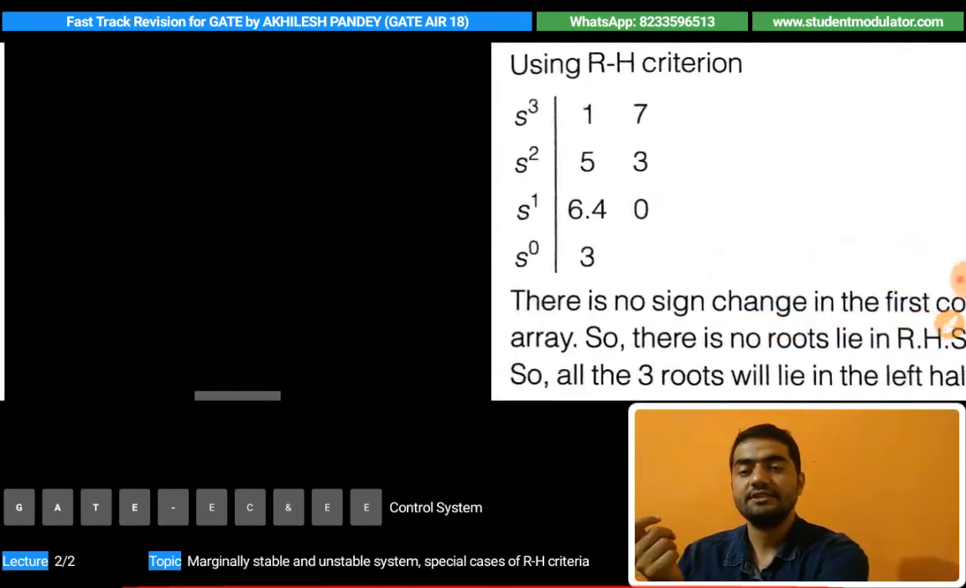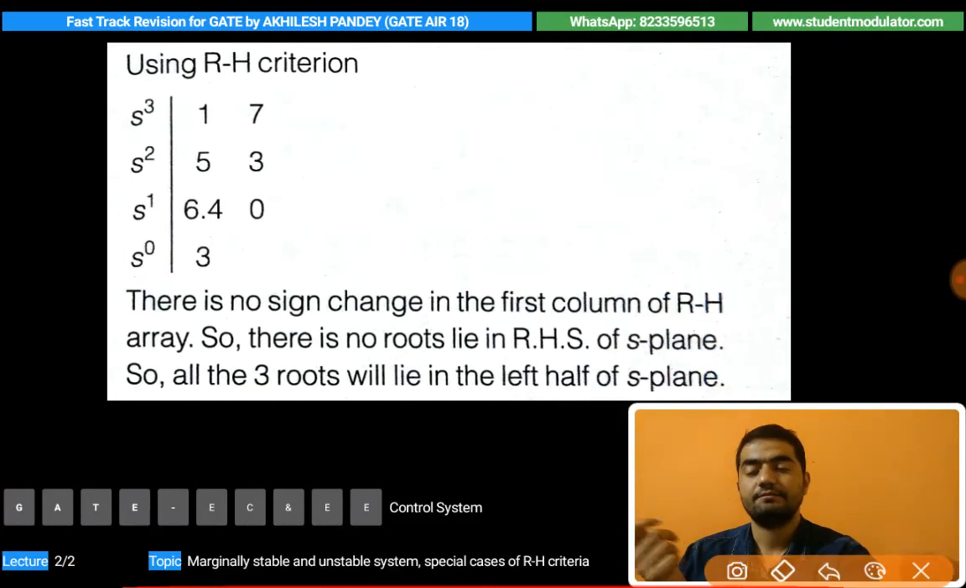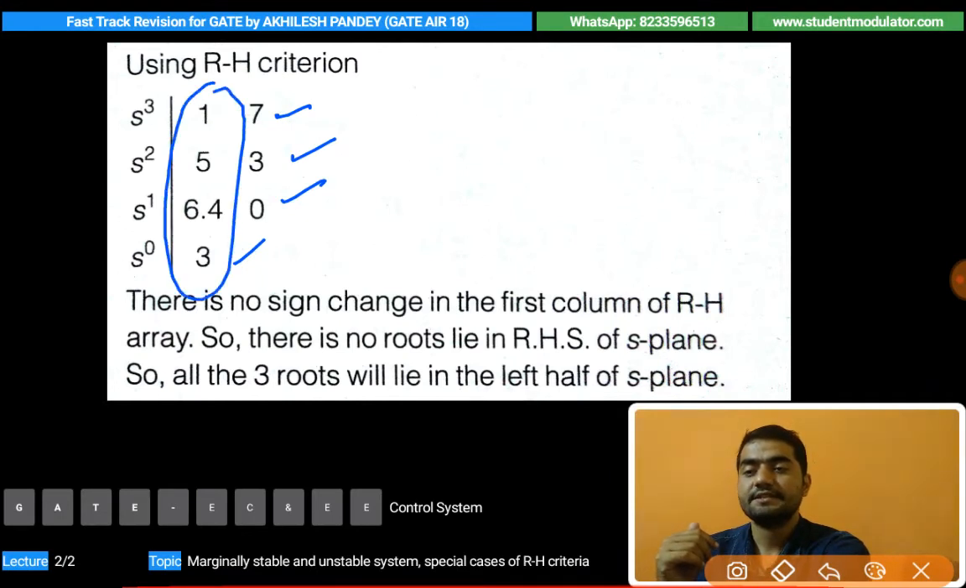So check the solution for the question. We had the characteristic equation, for which we have formed the first 2 rows: 1, 7 and 5, 3. Now completing the rest of the Routh table, we get this result. By seeing this result, we look at the first column elements and check that there is no sign change: we are going positive, positive, positive, all are positive.